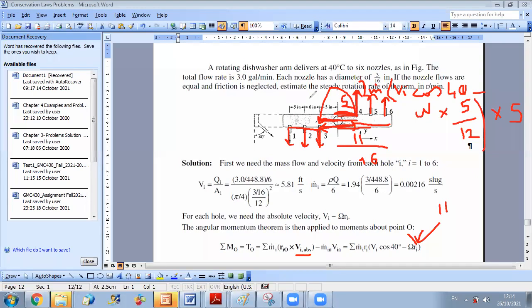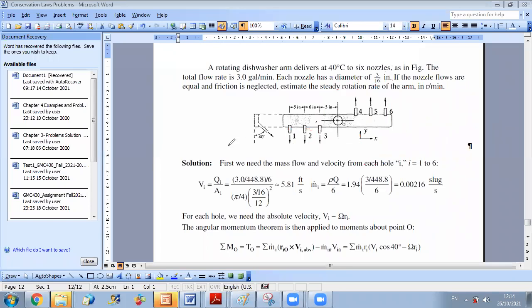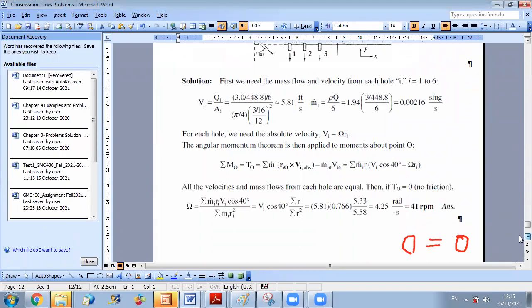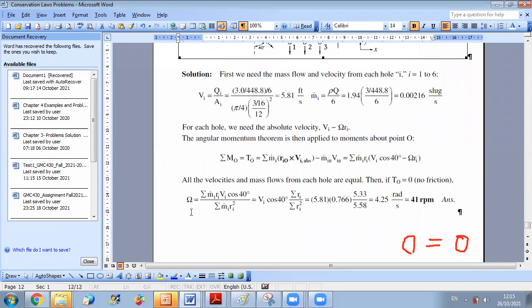Okay. Any question on this? So now, all you have to do is to write that this is equal to 0, since the sum of moments about O is 0. Since I don't have friction and I don't have any couple or any force producing moment about O, this equation will give you the value of omega. The only unknown in this equation is omega. So you can calculate what will be the velocity of rotation in this case.